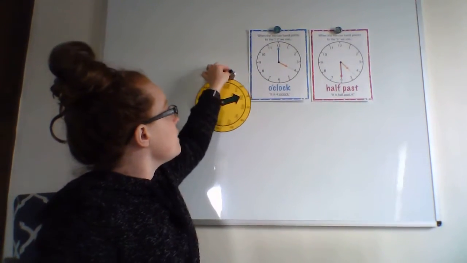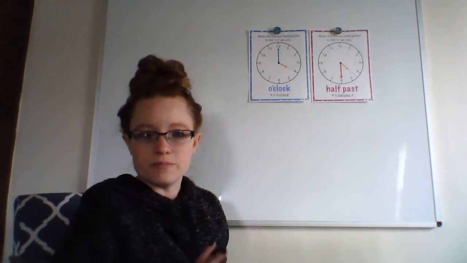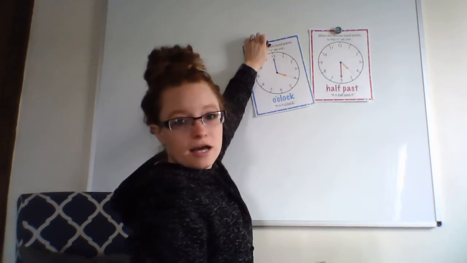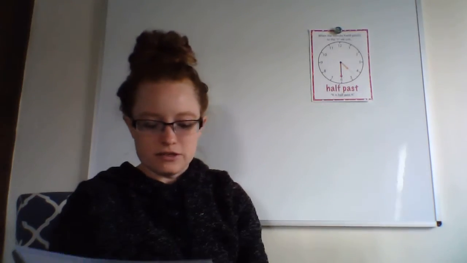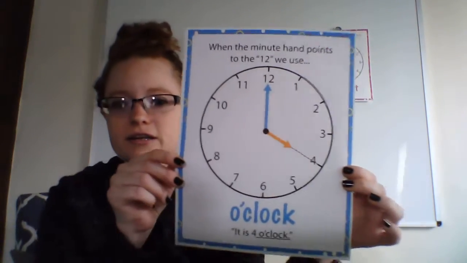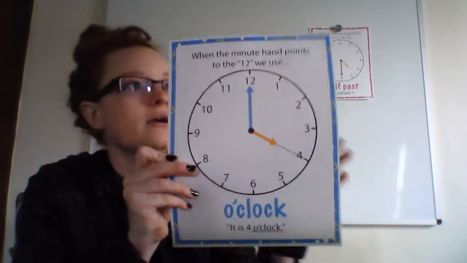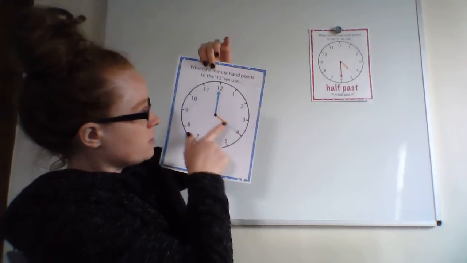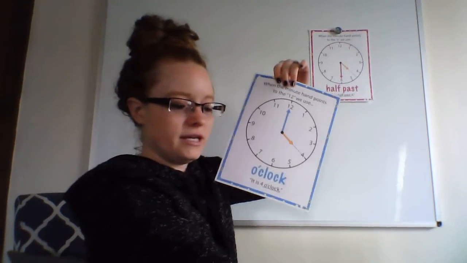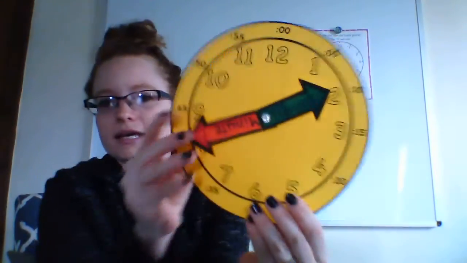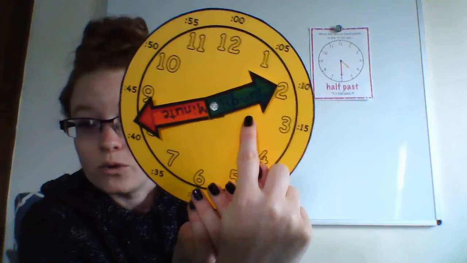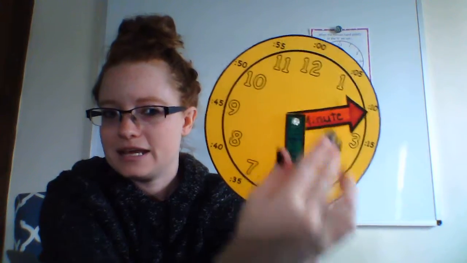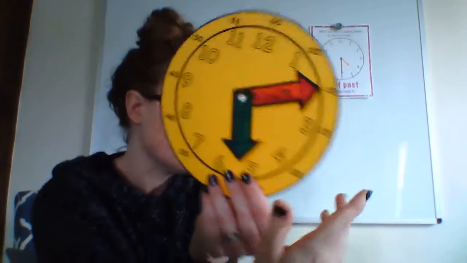So behind me I have two posters. Now these two posters are mainly geared towards first grade right now, because in first grade we tell time by the hour and by the half hour. So this first poster is definitely geared towards first grade or second grade review. And it says, when the minute hand points to the 12, we use o'clock. So if you see the small hand, like I have on here, the small hand is our hour hand. Like the word hour is short and the word minute is long. So that's why our minute hand is longer and our hour hand is shorter.